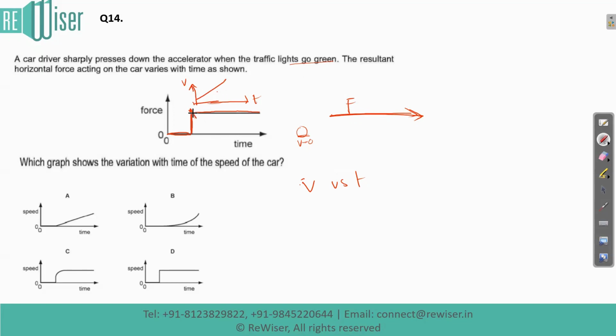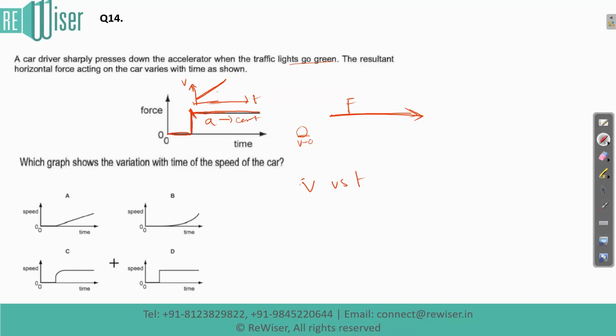Why? After this point, this force is constant, right? That means acceleration is also constant. Acceleration constant means uniform motion. So we'll see a linear graph, right? In the velocity versus time graph. So we are sure here we will see a linear graph.